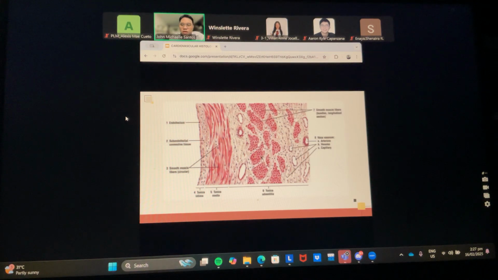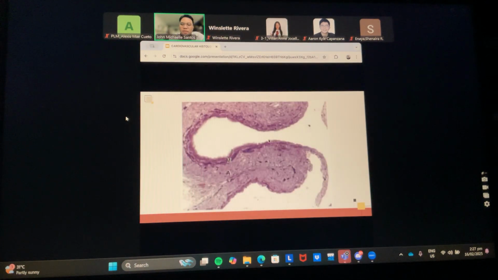Yan. So this is the wall of a large vein. So you can see here, this is the tunica intima, tunica media, and then your tunica adventitia. Ano ulit ang nakikita sa tunica adventitia? Your vasa vasorum. Ayan. This is your vasa vasorum and smooth muscle fibers which can also help in contraction of your veins para maibalik nga niya yung blood sa heart. And then, di ba, sabi ko kanina, yung flow of blood in the veins are dependent on the contraction of your arteries. At the same time, meron din siyang mga valves.